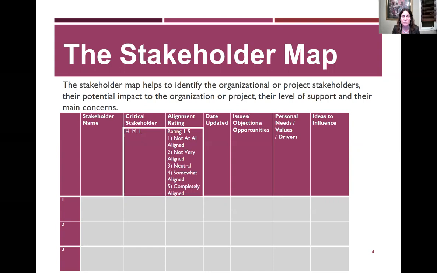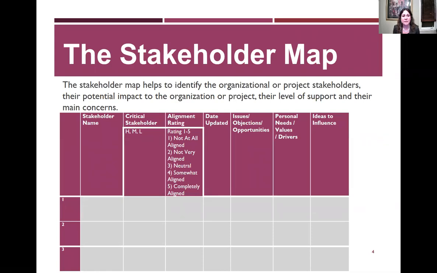This is one of the tools that I want to share with you today. The stakeholder map helps to identify the organizational or project stakeholders, their potential impact to the organization or project, their level of support, and their main concerns. So the idea here is to go through the entire stakeholder group, identify whether they're a critical stakeholder to either the organization, the project, or maybe the decision that's at hand. And you can rank them as high, medium, or low as it relates to that particular objective.